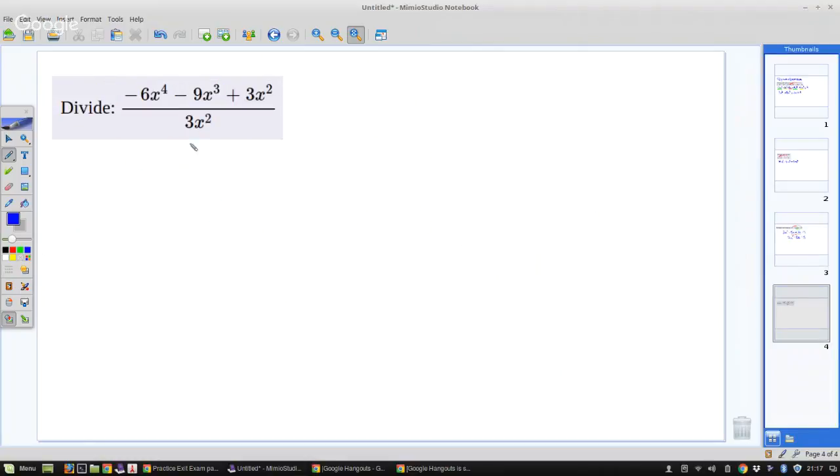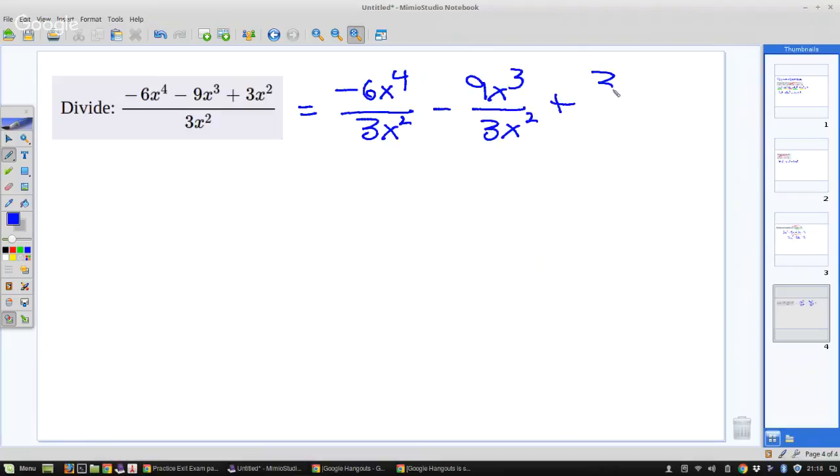Division. There's a couple of different ways to view this. You could view it as the result of adding some fractions. So fraction addition and subtraction needs a common denominator. So consider -6x to the 4th over 3x squared minus 9x cubed over 3x squared plus 3x squared over 3x squared. If we had started with this blue expression, since we have a common denominator, we keep the denominator and combine the numerators. So I basically unadded this fraction right here, which is going to let me reduce.